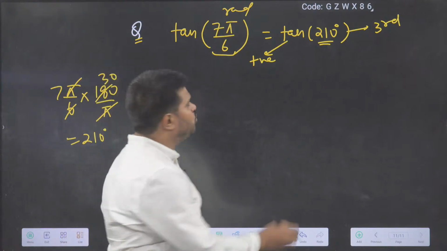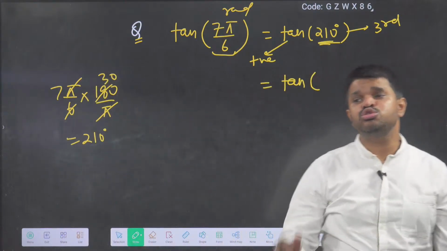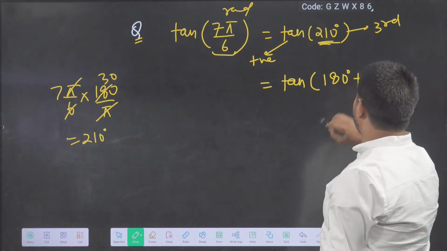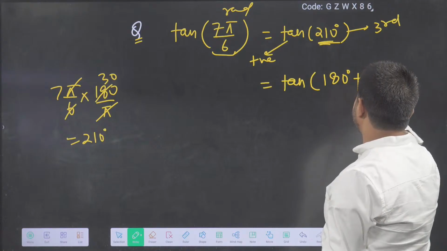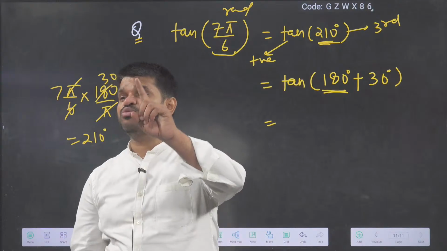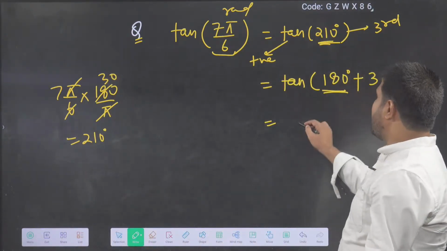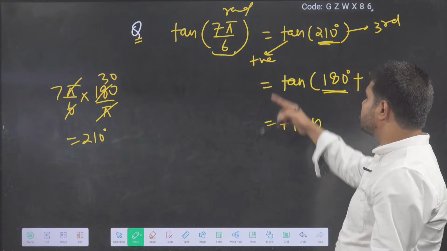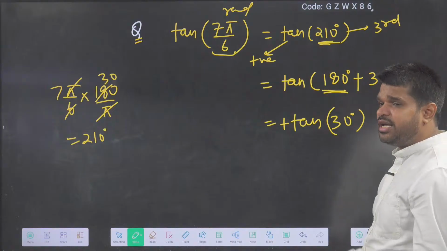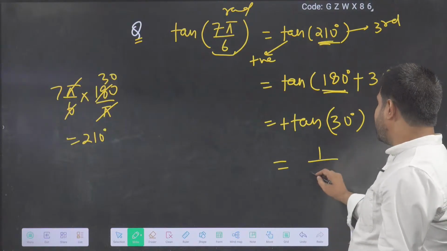Now let's see how to do it. Tan 210 looks close to 180, so I can write it as 180 plus 30. When I use 180, the ratio remains the same. So it is tan, and the answer will be positive, already decided. And what is tan 30 degrees? Tan 30 degrees is equal to 1 by root 3.